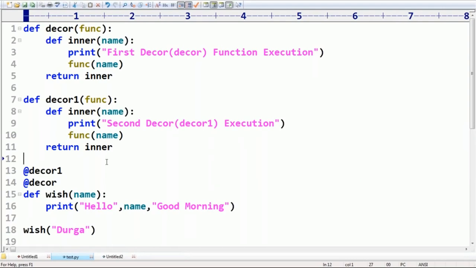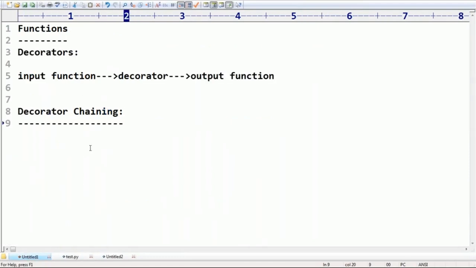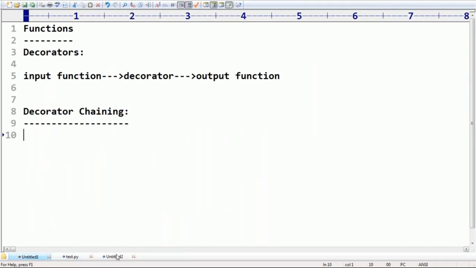But just be aware: is it possible to chain multiple decorators for the same function or not? Yes, we can do that. That's what you should be aware of. Now another example. Observe this one very carefully. Here the scenario is not that easy. Remember, one more example I'm taking.